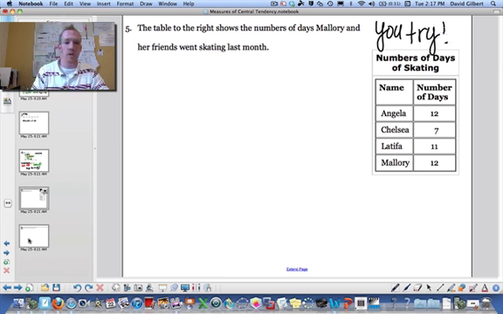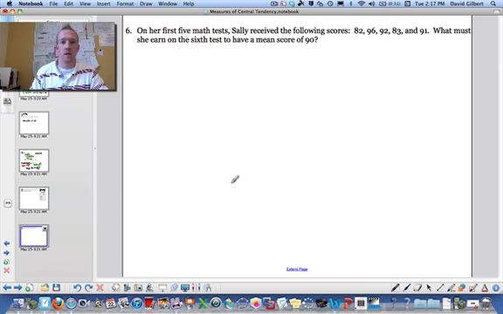And then our last one here is going to be this one I'm going to go over. These are always on the SATs and ACTs, and lots of standardized tests have these. They come up a lot. So on our first 5 math tests, Sally received these scores. What must she get on the 6th test to have a mean score of 90? So we want our average to equal a 90.